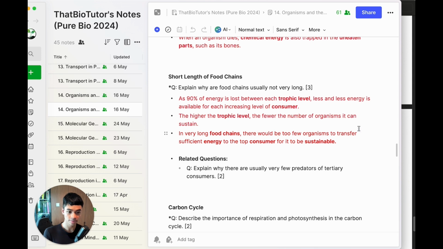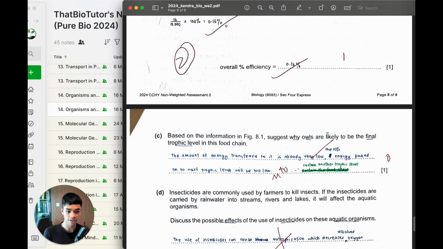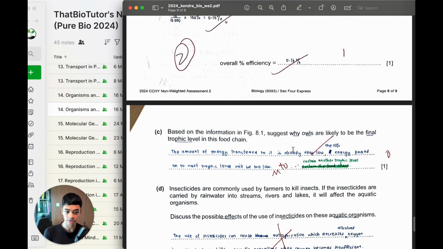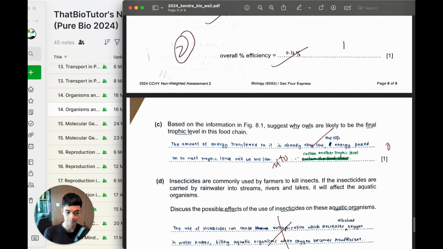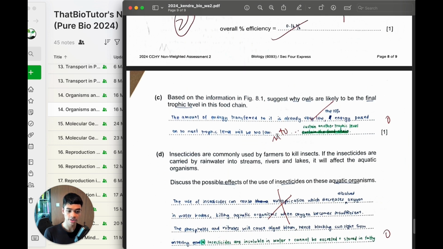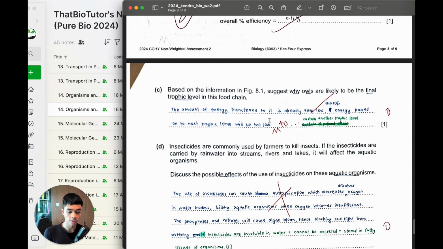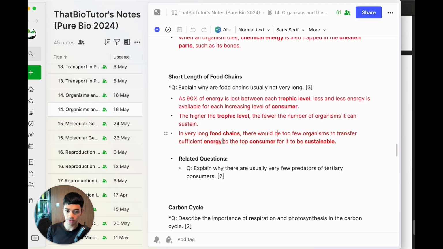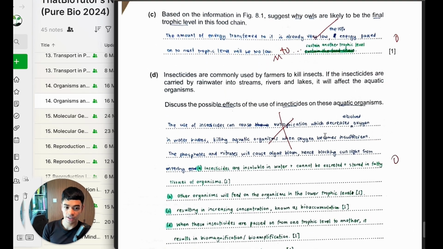There will be too few organisms, that means too few owls, to transfer sufficient energy to whoever predates on the owls. And that's why there's likely no predators of the owls. Okay, so to sustain another trophic level will be too low. Yeah, so that's why the point was incomplete here, because pass on to the next trophic level be too low. But how does that link to there being no predator of the owls? So that link was missing, right? It's too low, but it lacks explanation. So you should say it's too low to give sufficient energy for any predator of owls.